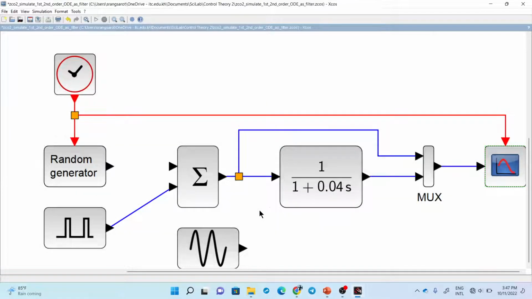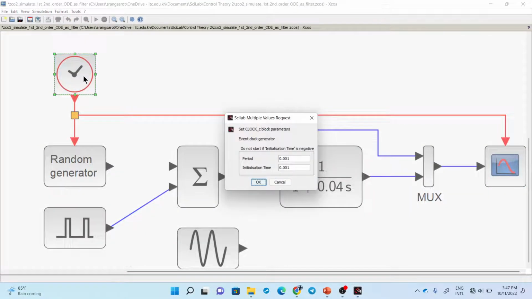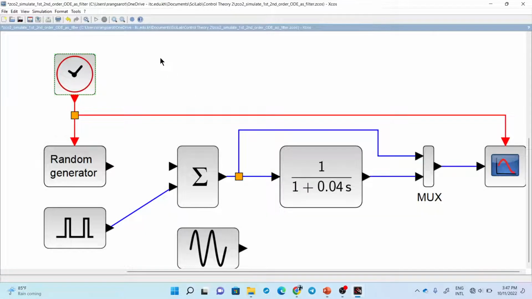And the last one is the time, where we need the number of points at every sample time. So here we use a period of 0.001 as the sample time, like the number of points that we want the scope to display. Initialization time, I think this one can be 0. Let me try.